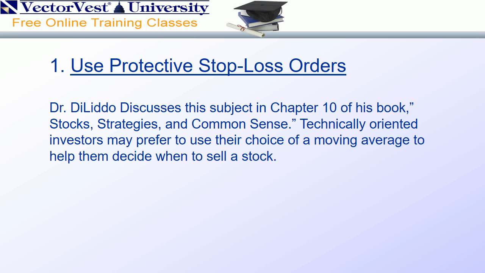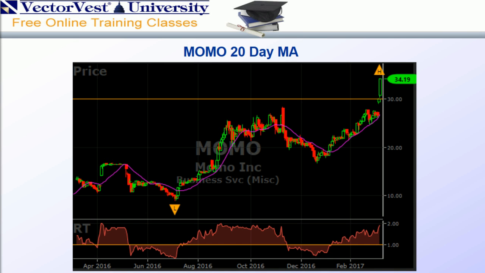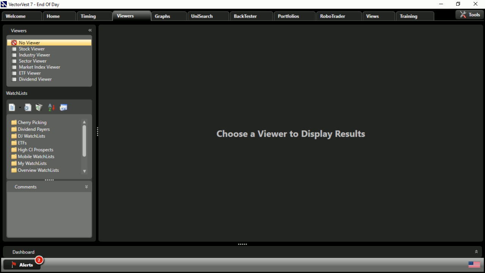So, to give an example, I have taken the top VST stock, which is Momo, and adjusted the moving average to a 20-day moving average. To see how this can be done for yourself, let's jump into VectorVest 7 and take a look. So once we're into the program, as you'll notice, we'll start off in the Viewers section, and then click on the Stock Viewer on the left-hand side.